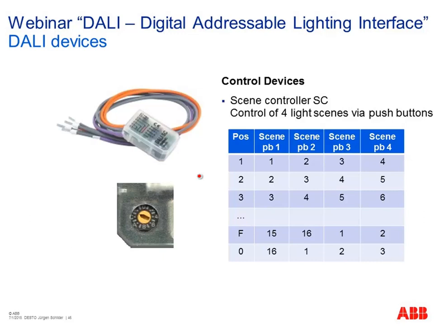Nearly similar is a so-called scene controller, the SE. Here we have 4 different inputs, so we can connect different standard push buttons as well, and depending on this rotary knob, it calls different scenes. So when we set this rotary knob to position 2, for example, and we press the push button on input number 1, then it calls scene number 2. When we press the push button on input number 3, then it calls scene number 4. And so depending on the position of this rotary switch, it calls different scene numbers.